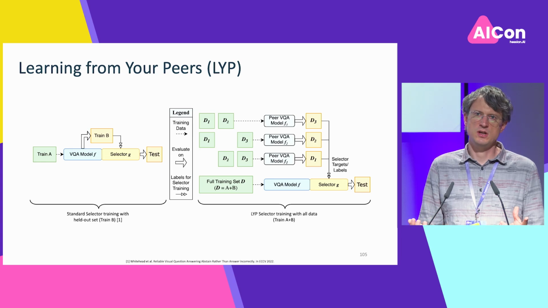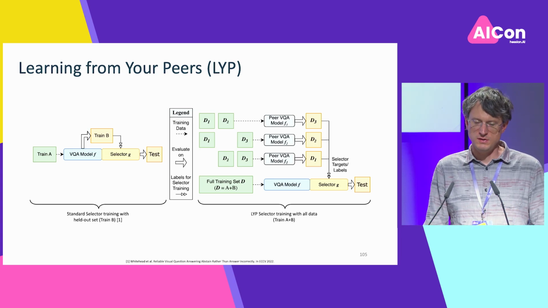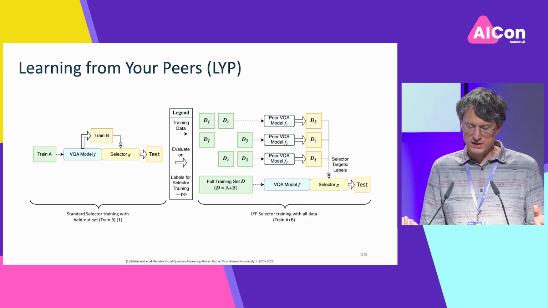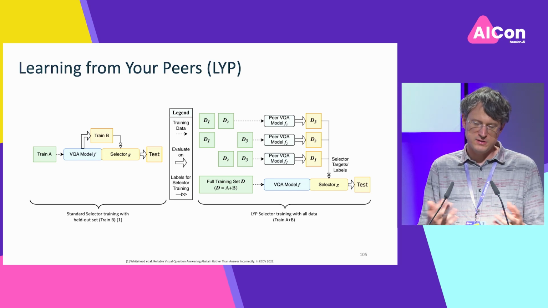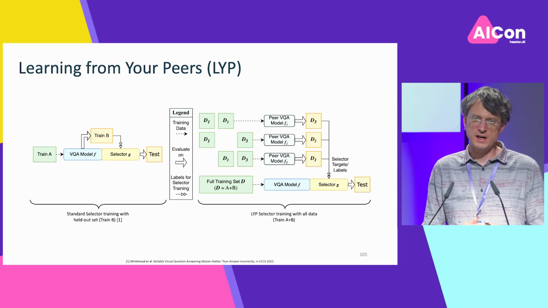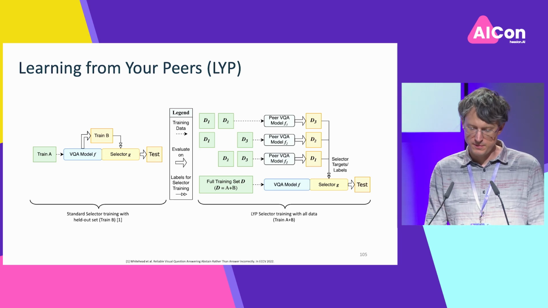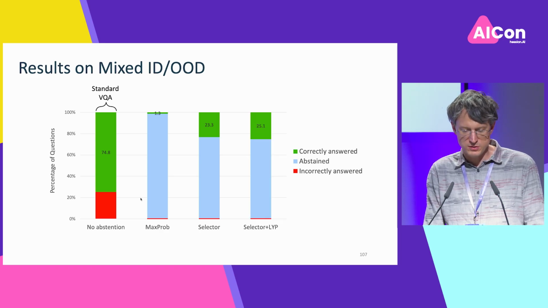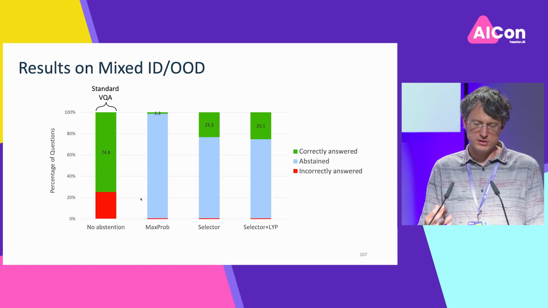We train the selector with those labels. And this in the end allows us to train the VQA model with the full training set, and we're also able to train the selector on the full training set. This can then give a further slight improvement, reaching up to 25% of questions answered.